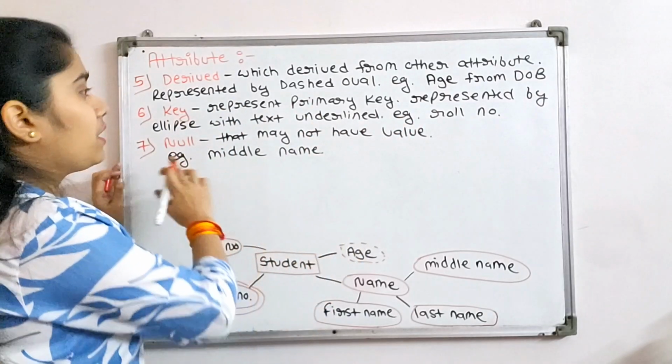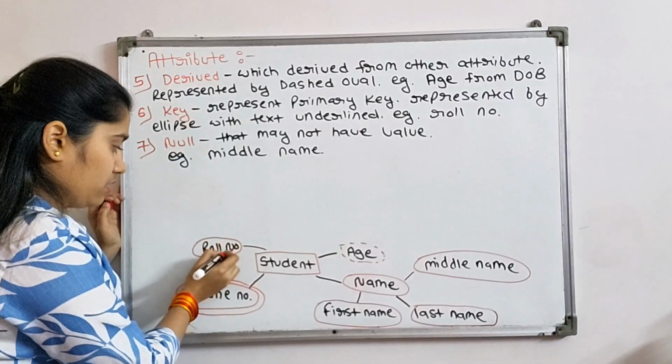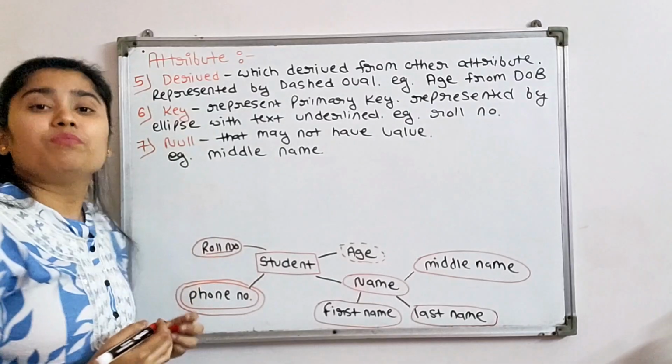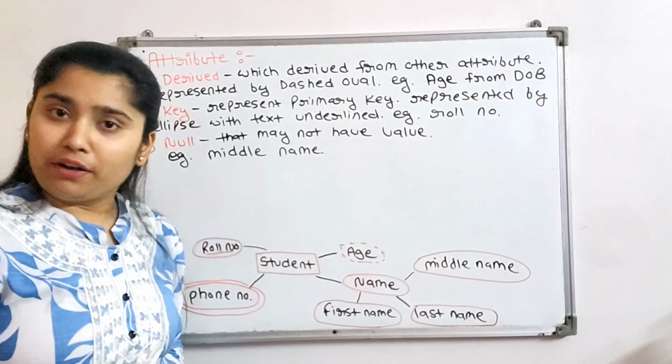We will represent it by an ellipse with the text underlined, like this. We have drawn the ellipse, and we have underlined the text. So therefore it is a key attribute and also a single valued attribute.